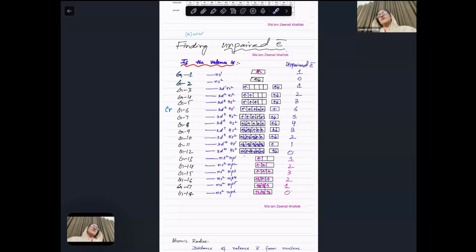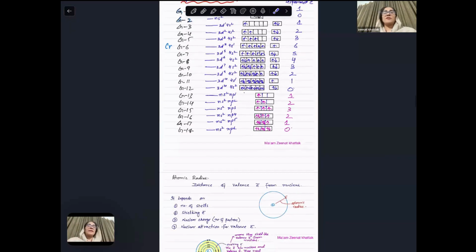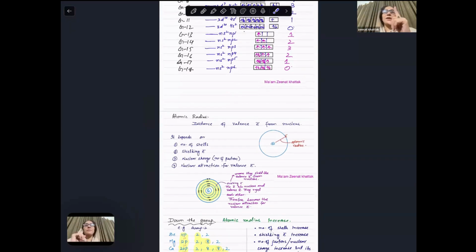There are many questions in your past papers in which you are supposed to count the unpaired electrons. And if you are finding the unpaired electrons, don't look at the inside of the atom, look at the outer shells. You'll find unpaired electrons over there, not inside. Right? I hope you understand this. In the next lecture, there's a possibility that I may do some past paper questions with you people, and then I will go forward to atomic radius.